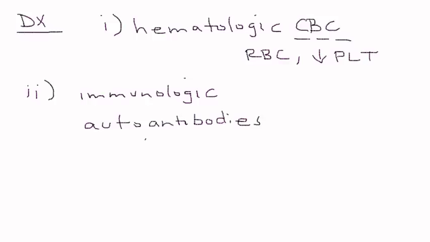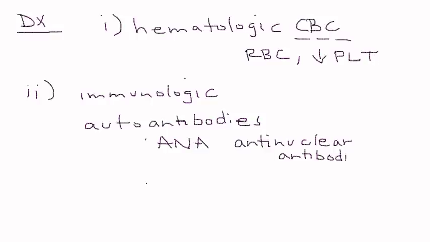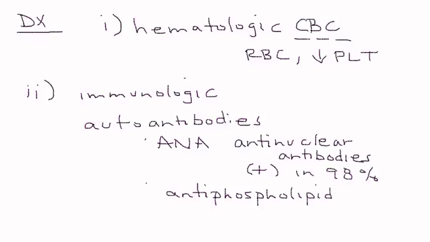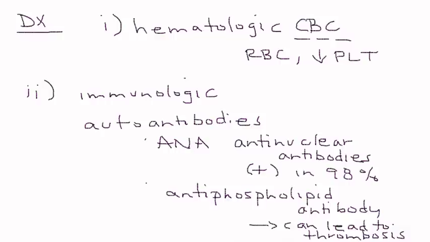And there's two antibodies that I really wanted to talk about. The first one is ANA, which stands for anti-nuclear antibody. And it's a very important one because it will be positive in 98% of lupus patients. The second antibody is known as an antiphospholipid antibody. And this is also measured. This can lead to thrombosis. So this is an important test, as it has pretty significant consequences.